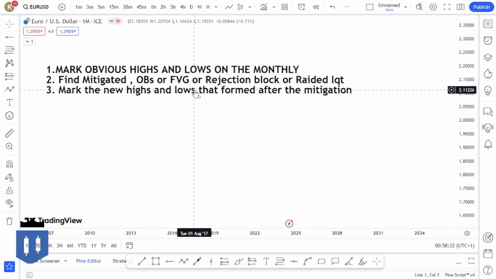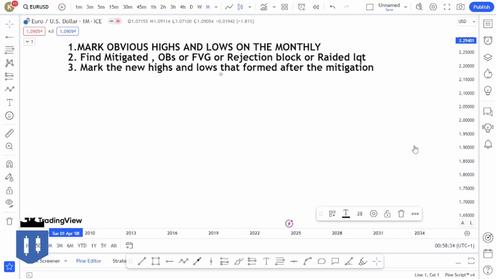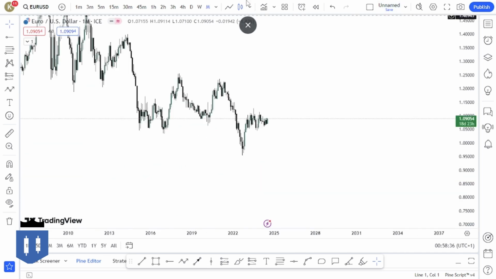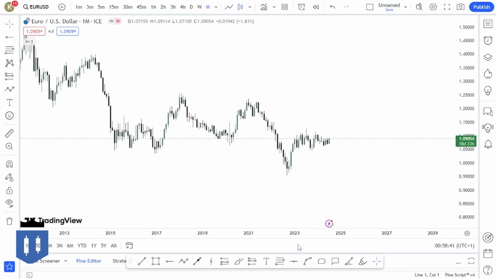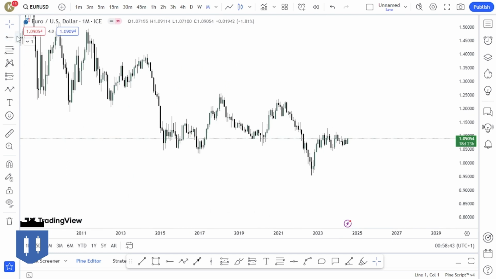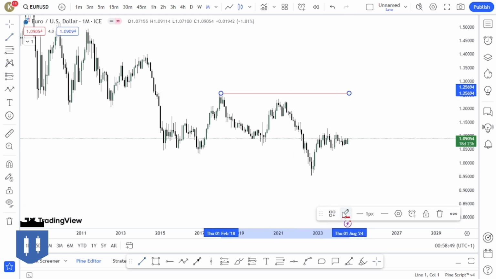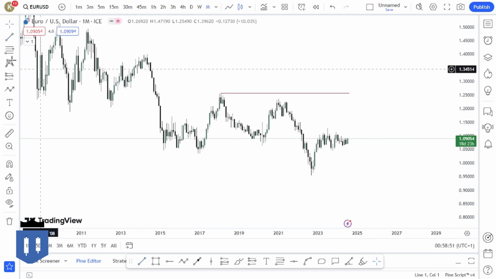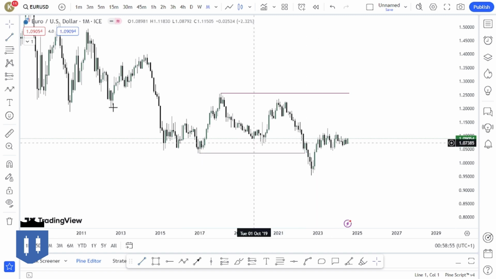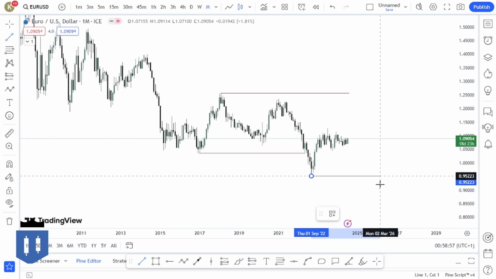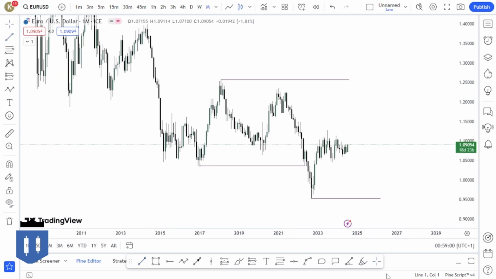So we were marking the obvious highs and lows on the monthly. We're going to use the color purple. Why purple? So that we can easily differentiate it. Now this is my EURUSD monthly chart. Obvious highs and lows that are very recent, something very obvious. So okay, we have this high. I'm going to use purple, and also this low here, and also this low here. It's very, very easy to see, right?